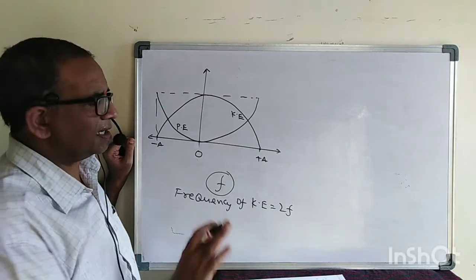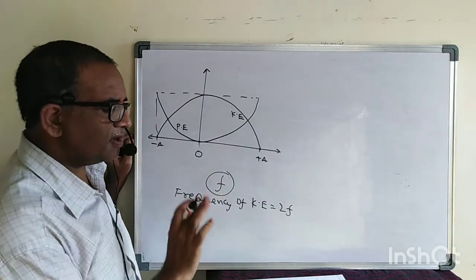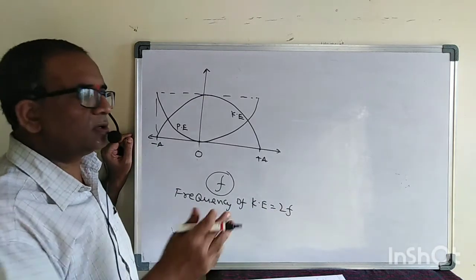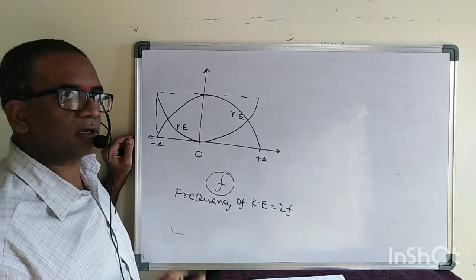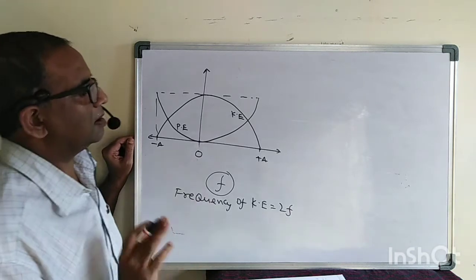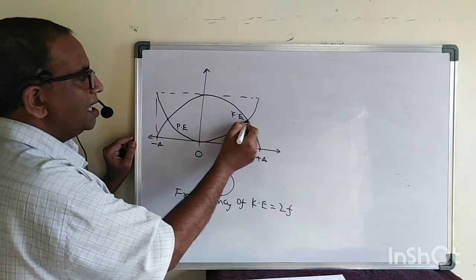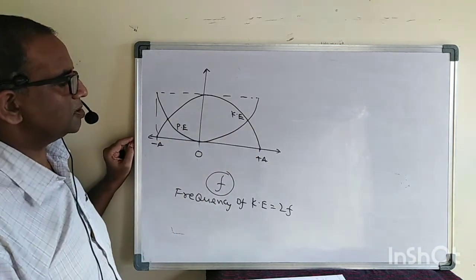Okay, I said it in one way. If you have any other way of explaining this 2F, please kindly let me know. Okay, are you following what I am saying here? Then see carefully. Here you can observe that kinetic energy and potential energy are equal at 2 points. So where are they equal?